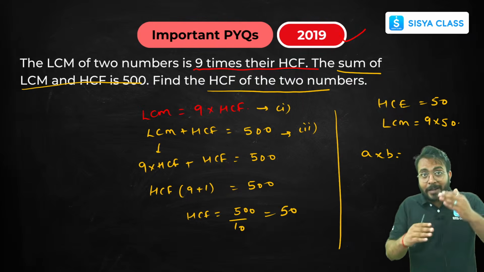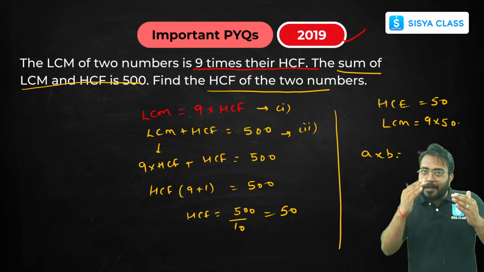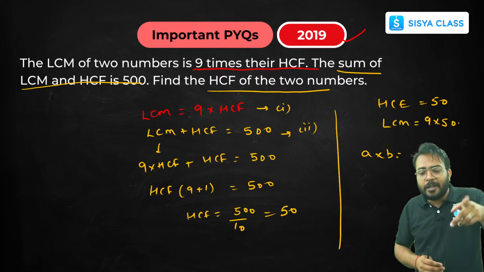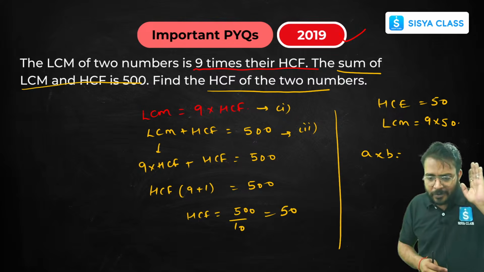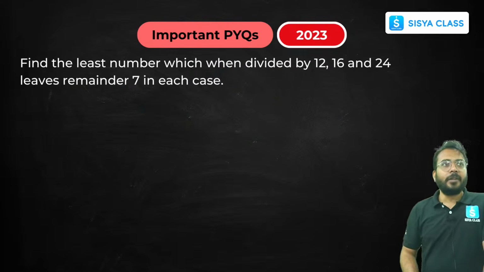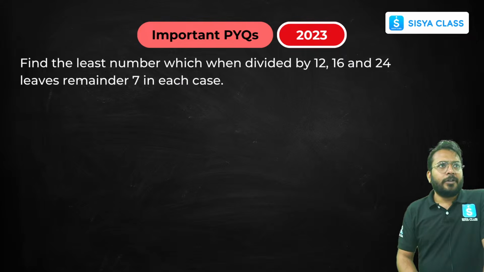So they can extend the same question to one more level, all right? And they can ask what could be the product of those two given numbers. So please be prepared for these types, all right? Okay, fine. So this is one more type of question.